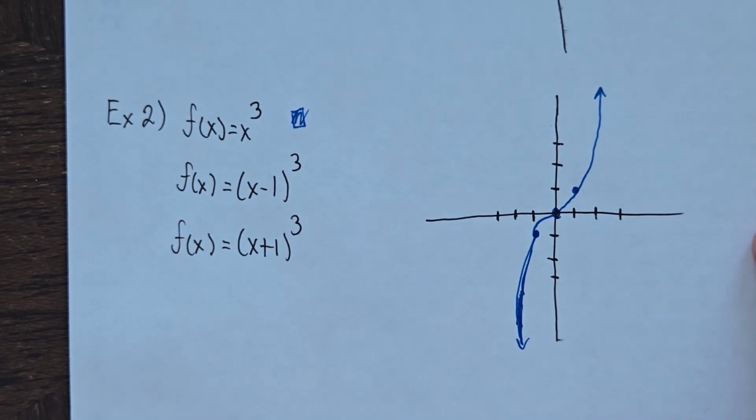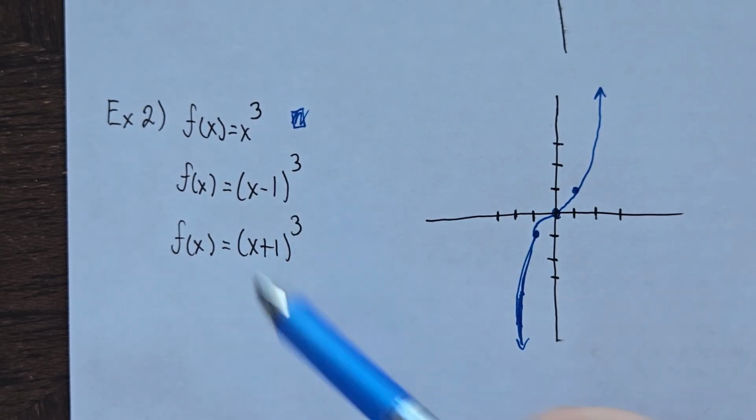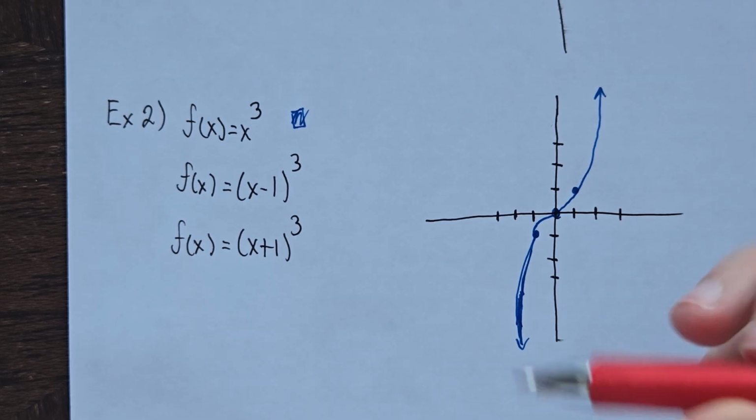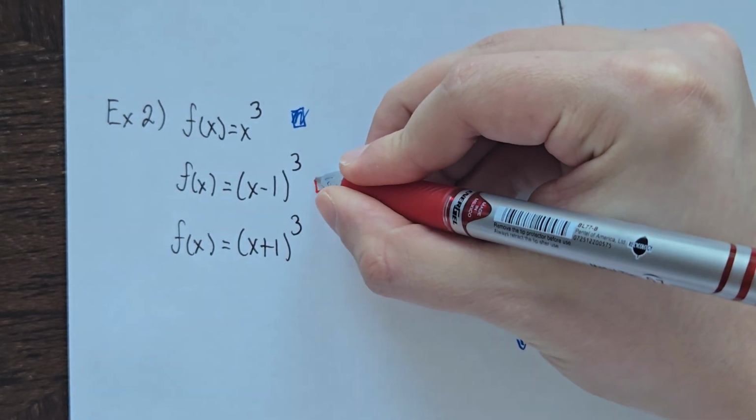So something like that, right? Kind of messed up on that bottom tail right there. But that's a general idea for the cubic function. For the other variations of this, let's see what happens whenever we first subtract one from the inside.